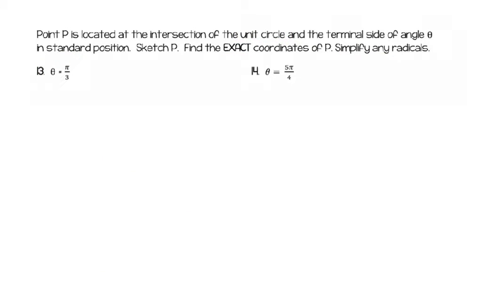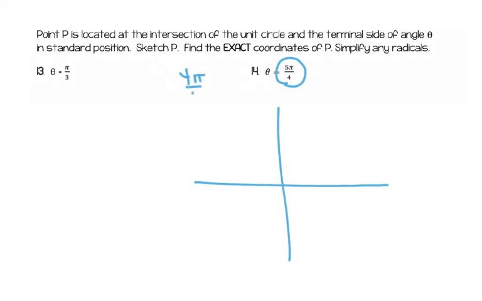For number 14, it says 5 pi over 4. So the first thing I need to do is figure out where that is. So I'm going to draw an xy axis. Now 4 pi over 4 would be 1 pi. So it's going to be past 180, and it's going to be another fourth. So it's going to be that much right there. Another thing you could do is say 5 pi over 4, if I'm going to convert that to degrees, I would multiply by 180 over pi. And that way the pi's cancel out.